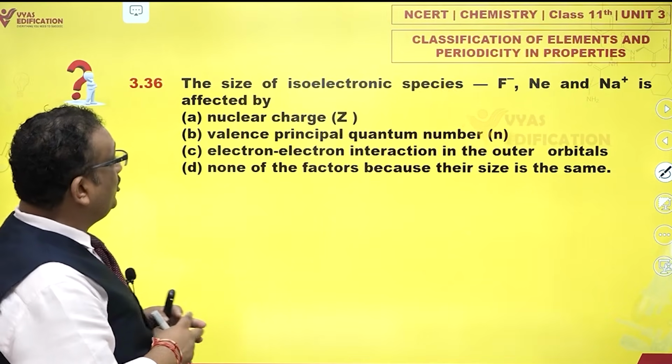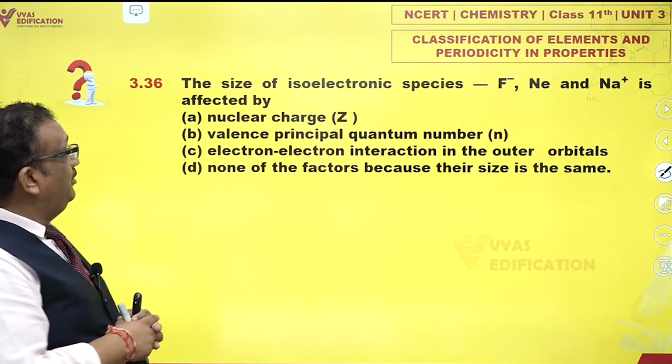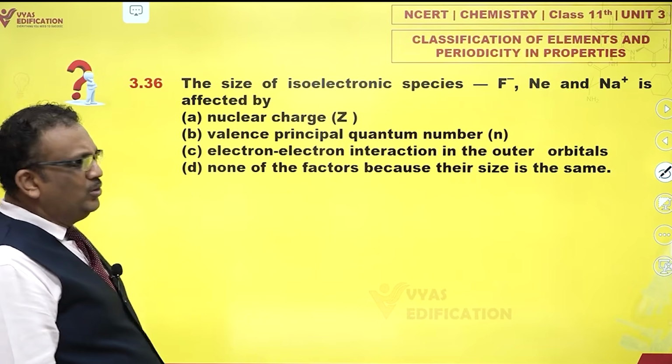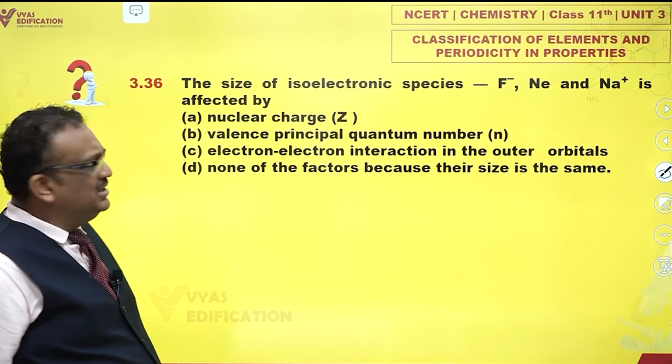The size of an isoelectronic species, F minus, neon and sodium ions, is affected by, well, A, nuclear charge. Is the size affected by nuclear charge? Yes, it is.